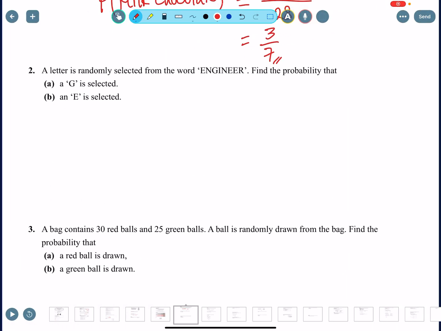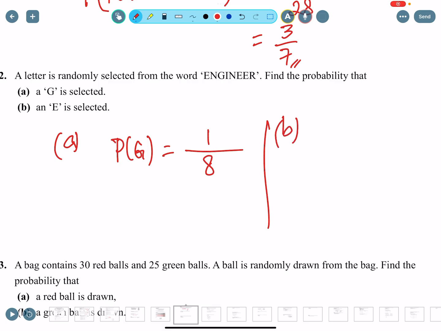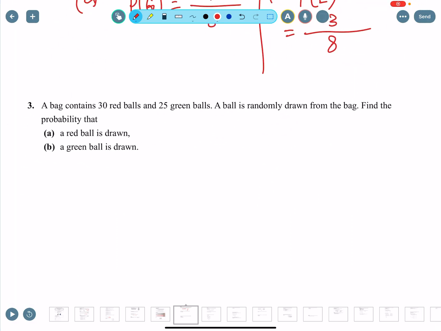Number 2. Now over here, ENGINEER has 8 letters. What's the probability of getting a G? So P(G), 1 G only out of 8. That's the final answer. How about for B? You want to select a letter E. How many E's are there? 1, 2, 3. There are 3 E's out of 8. And this is the final answer. Again, try to simplify if you can. But these 2 you don't have to.